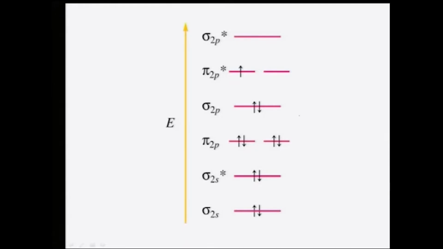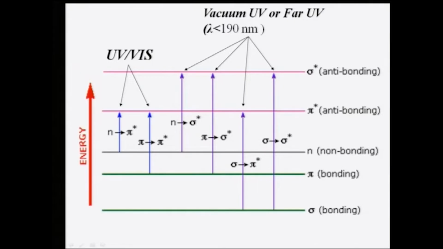This is again shown here: sigma 2s to sigma 2s star, bonding to anti-bonding, pi 2p to pi 2p star, bonding to anti-bonding, sigma 2p to sigma 2p star, bonding to anti-bonding orbitals. And if I want to show it in detail, this is what is shown here. This is the sigma bonding orbital, pi bonding orbital, or n non-bonding orbital, then pi star anti-bonding, sigma star anti-bonding. Energy level increases this way. So transitions are like this. From n to pi star is this one, shown here, the left one, or pi to pi star is this one shown there. This can be detected by UV visible.